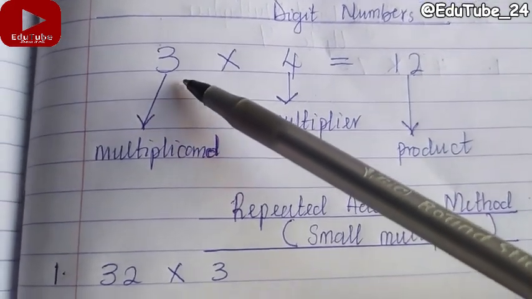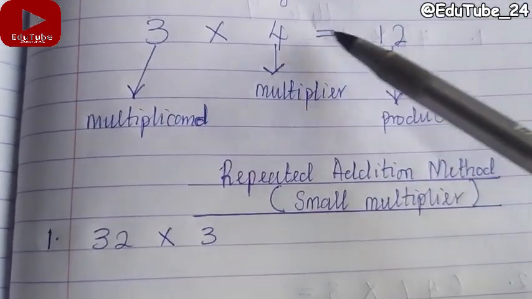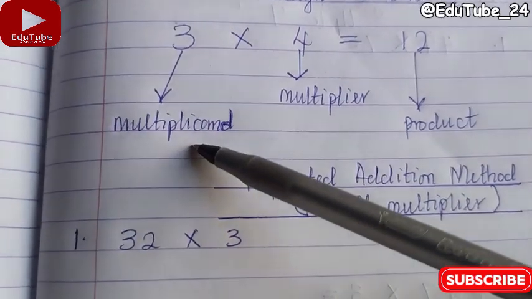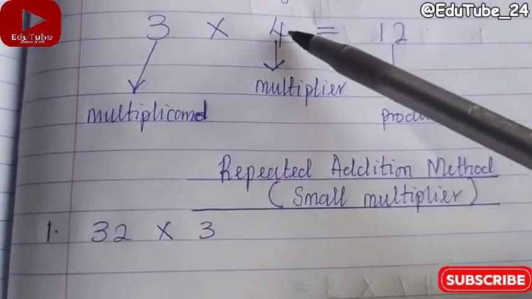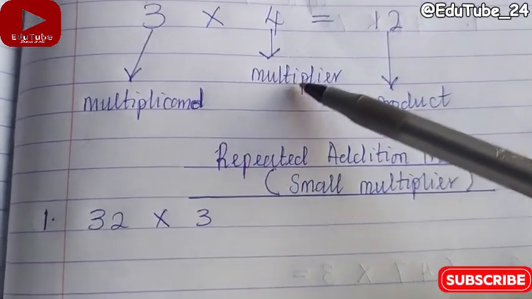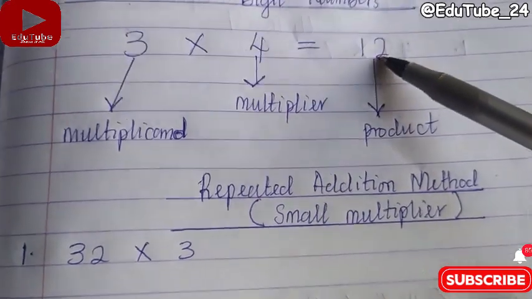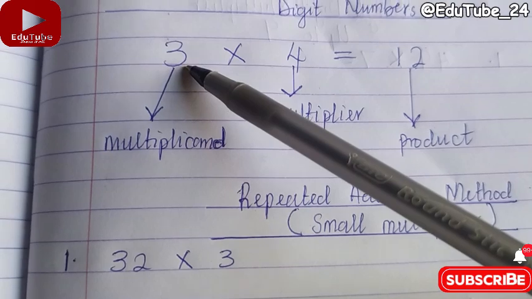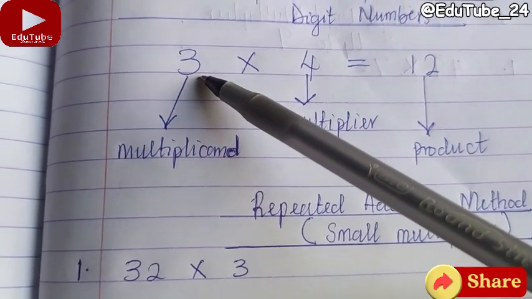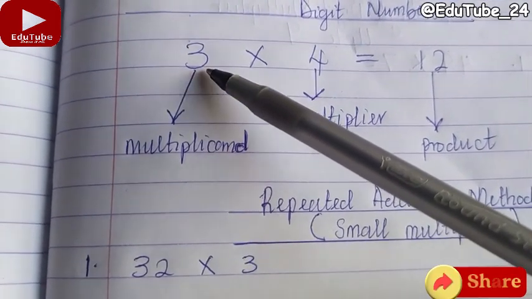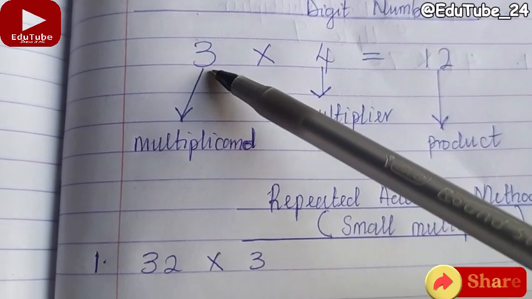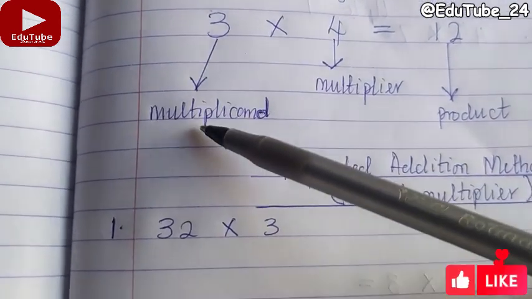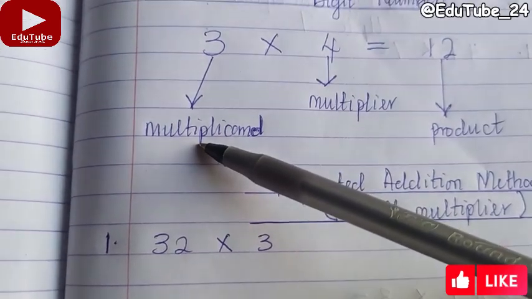As you can see on your screen now, we have 3 times 4 equals 12. And 3 is labeled multiplicand, while 4 is labeled multiplier, and 12 is labeled product. Now, 3 is a number we are multiplying or reproducing in a number of places. So such numbers that we want to multiply or reproduce in a number of places, we call them multiplicands.